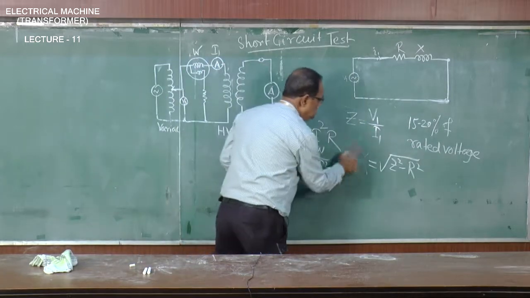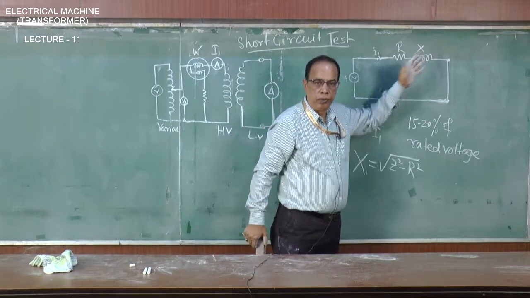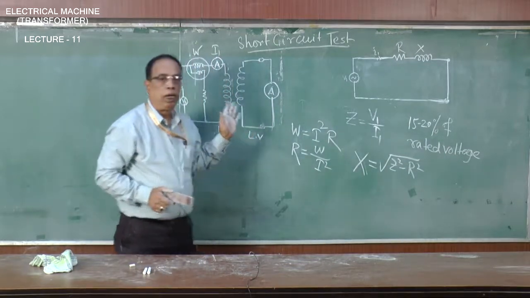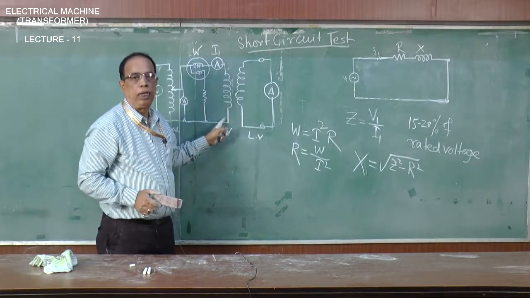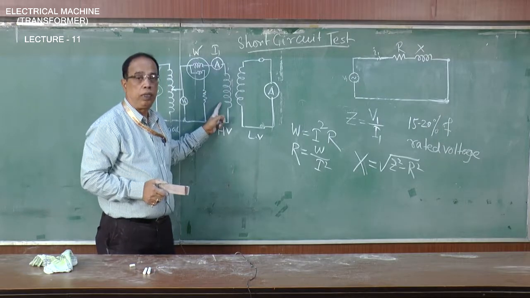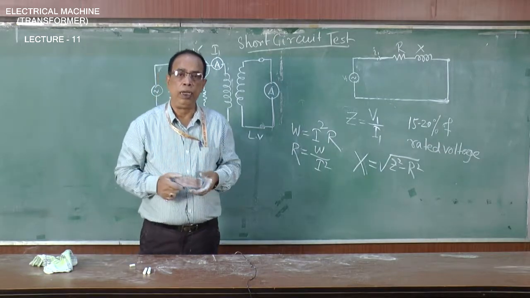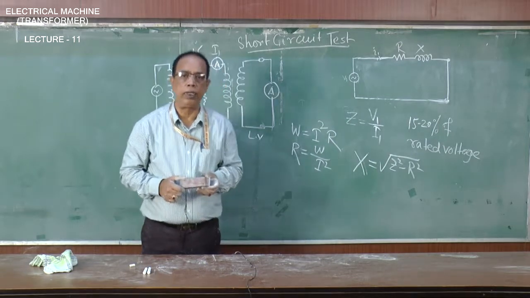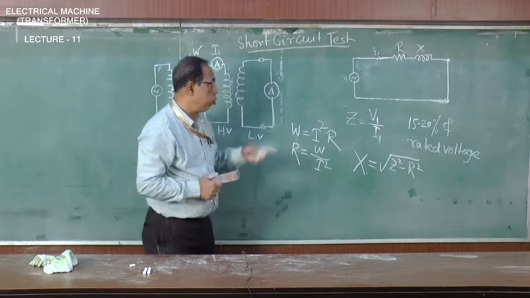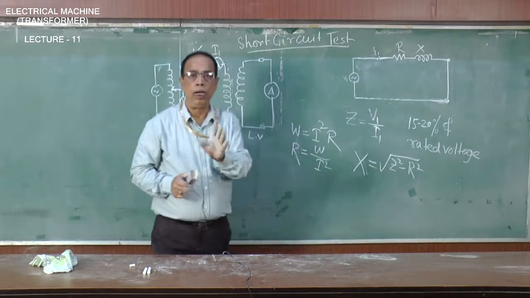So, X will be root over of Z square minus R square. So, we are getting R, we are getting X. Now, if you want to separate R1 and R2 dash, we just measure R1, the primary resistance, by the DC voltmeter ammeter method, giving a small DC voltage to the resistance and measuring the current. Then we convert this resistance of the primary into AC resistance, increasing it for the working temperature of the transformer, that is around 75 degrees Celsius. Then R2 dash will be equal to R minus the resistance of the primary.